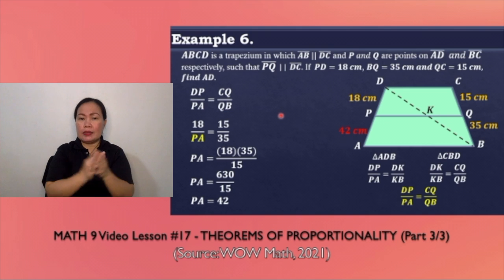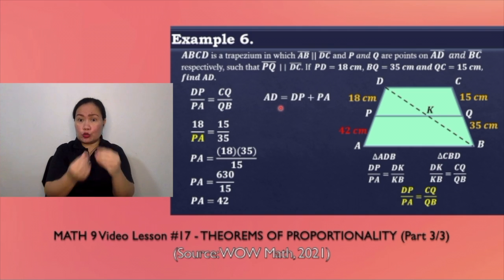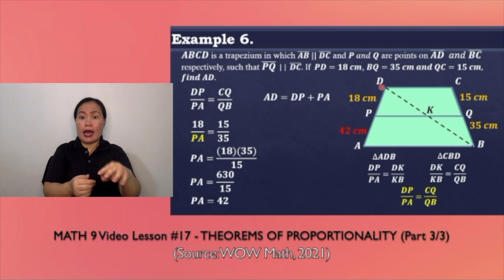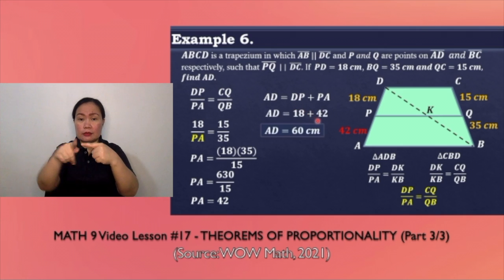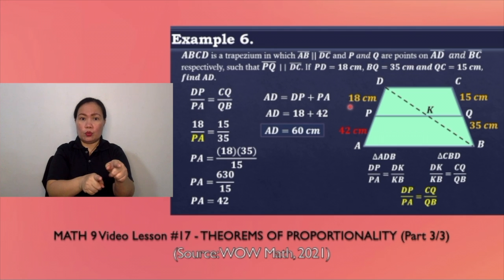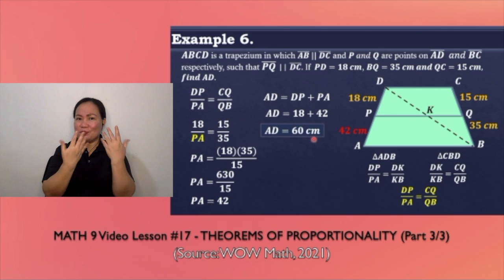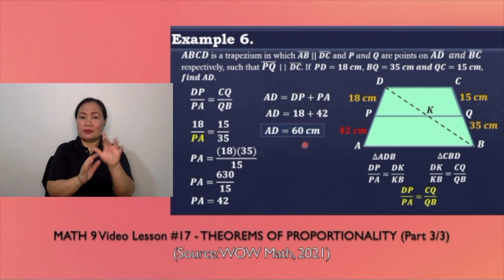Now, to get AD, we need to add the measures of DP and PA. Your DP is 18 and your PA is 42, so your AD is equal to 18 plus 42, that is 60 centimeters.